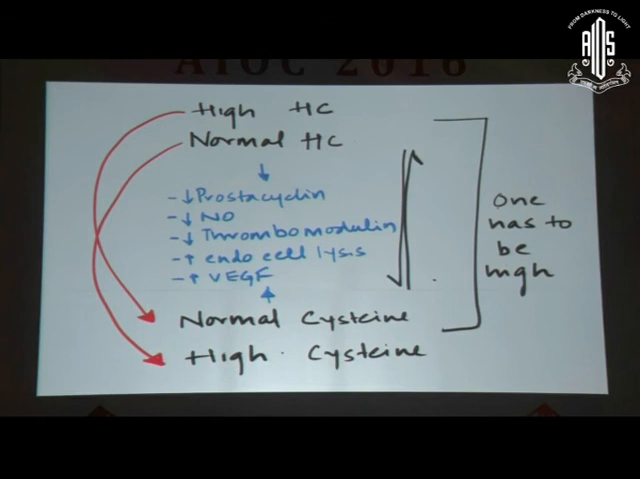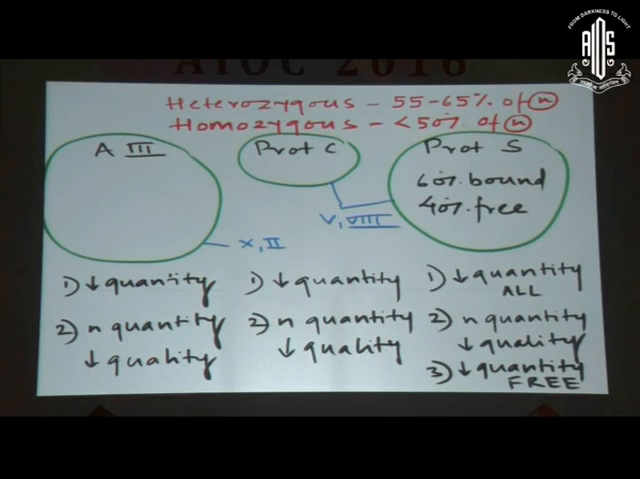So either one has to be high, and when one is investigating, it is not just to find out homocysteine levels, cysteine levels also have to be done concurrently. As far as antithrombin 3, protein C and protein S investigations are concerned, the important highlight in this slide is that there are two types of defects. One is quantitative and the other is qualitative.